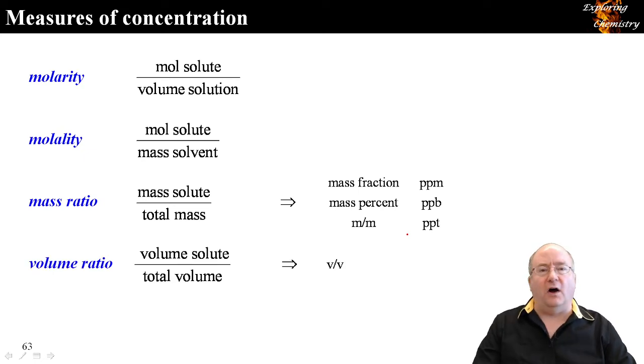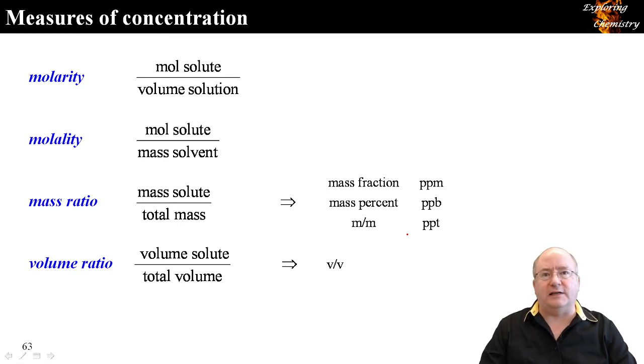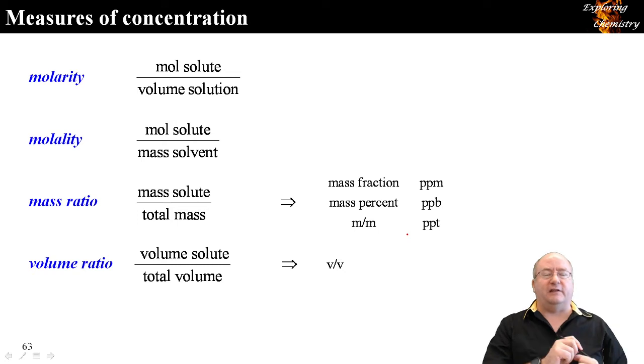Volume ratio, volume of solute over the total volume, is often reported as V/V. You'd find that if you go into a liquor store and buy alcohol, or buy hydrogen peroxide in a drugstore, or buy mouthwash. It will tell you the concentration of alcohol, for example, as 12% V/V for wine, 40% V/V for spirits of sorts. So volume ratio is volume of solute over the total volume.